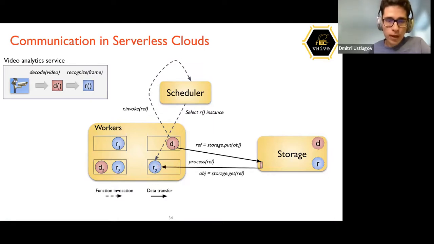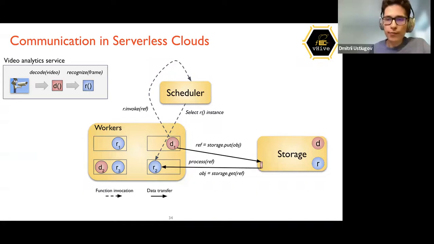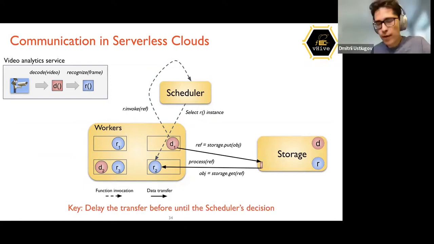from the storage. So now, if you look at the sequence of these actions, it is clear that the real fundamental problem is due to the fact that the decode function instance, which is the source of the object transfer, doesn't know the destination of this transfer. And that is why an external storage service needs to be in the path. But it is the scheduler which makes the decision on selecting the instance of the second function. So the key idea is to delay the transfer until the scheduler makes its decision.